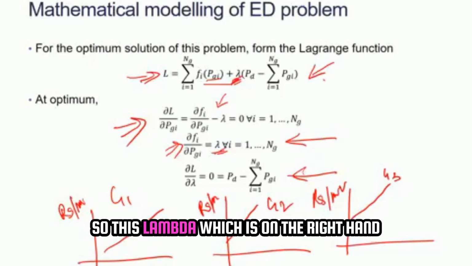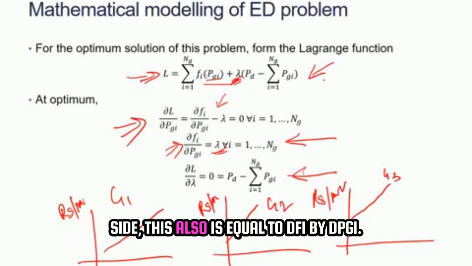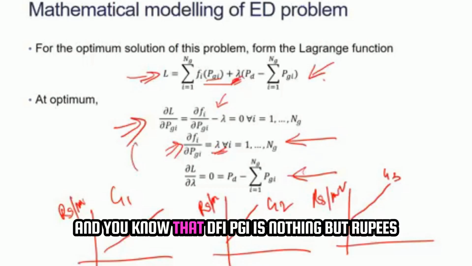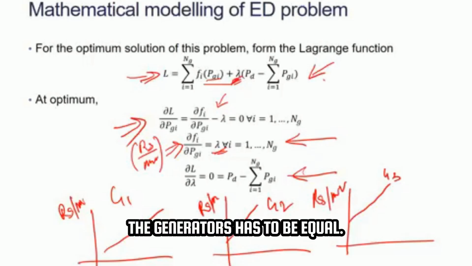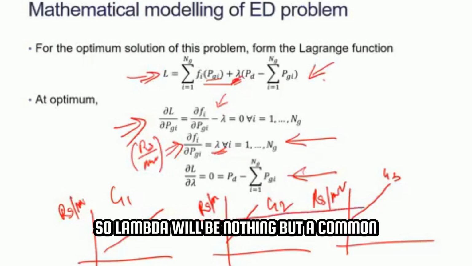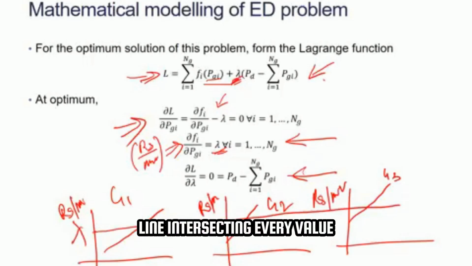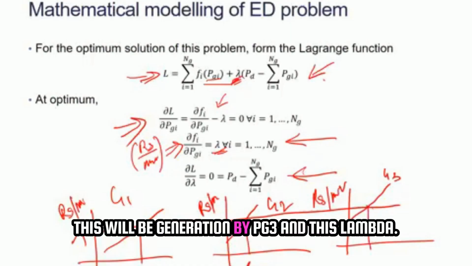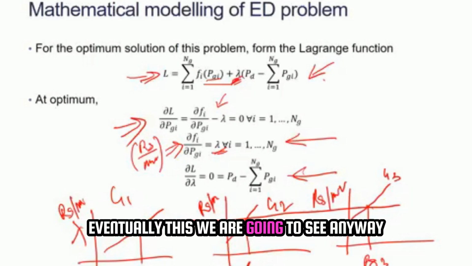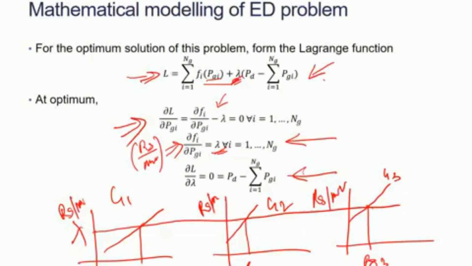So this lambda, which is on the right hand side, is also equal to dfi by dpgi, and you know that dfi by dpgi is nothing but rupees per megawatt, which is the incremental cost curve. So this lambda for all the generators has to be equal. From this you can imagine lambda as a common line intersecting every curve, and wherever they intersect, this will be the generation pg1, this will be pg2, and this will be pg3.